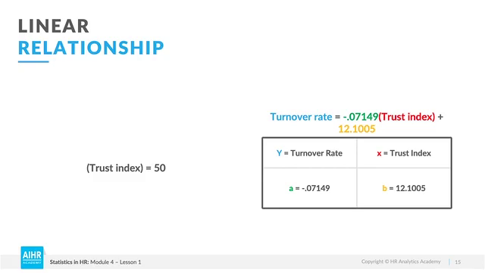The formula to predict the turnover rate for this company is turnover rate percentage is negative 0.07149 times 50 plus 12.1005, which equals 8.526%. So the turnover rate for this company is, most likely, 8.526%.